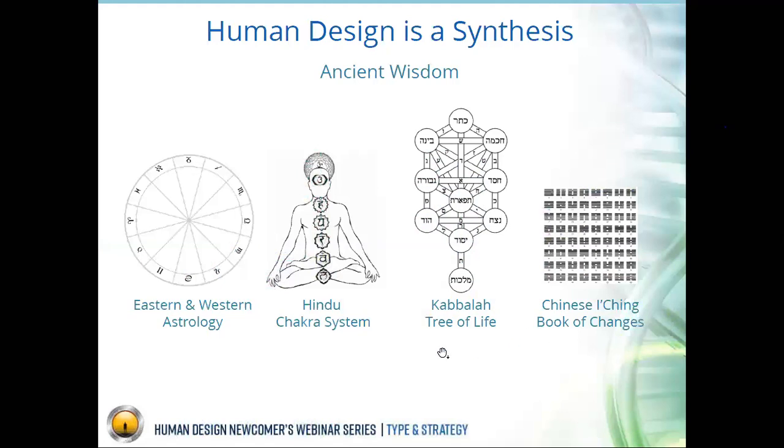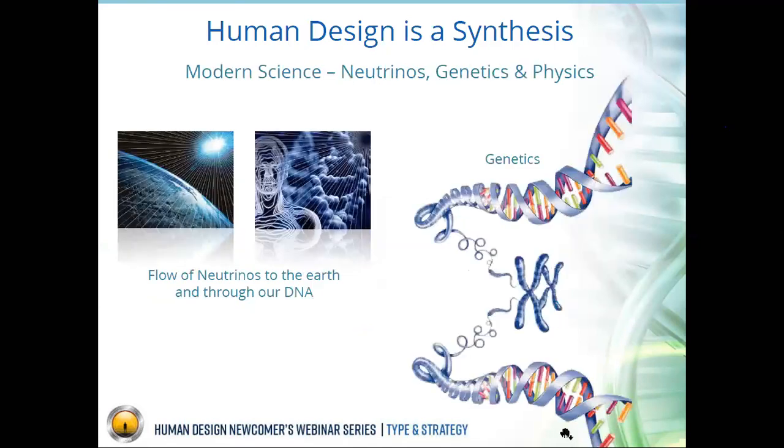Human design is a synthesis of ancient wisdom and modern science. Ancient wisdoms like Eastern and Western astrology, the Hindu chakra system, the Kabbalah, Tree of Life, and the Chinese I Ching, the Book of Changes. From modern science, it synthesizes neutrinos, genetics, and physics.